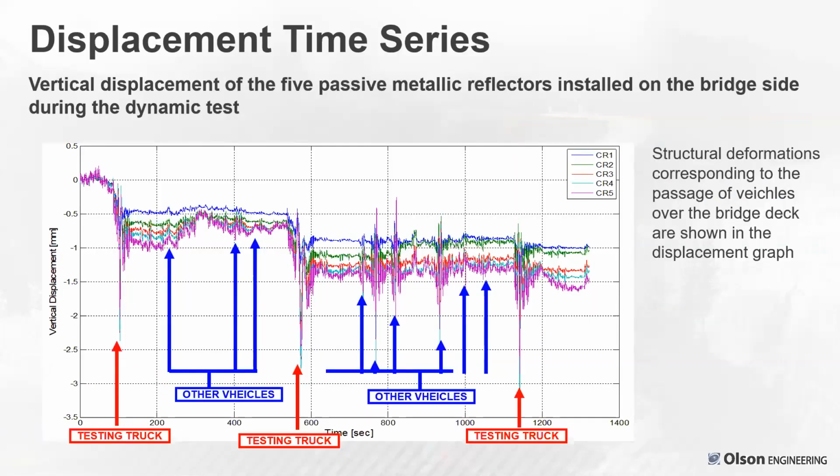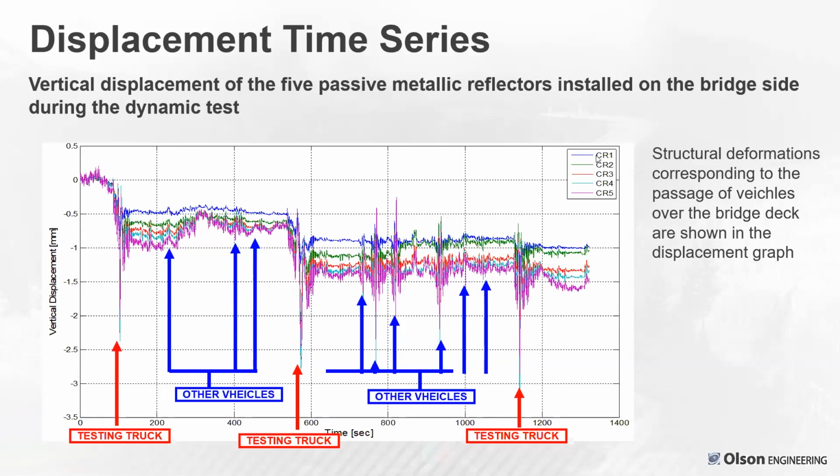We'll look at the displacement time series. This is a plot of displacement. So it's time on the x-axis, vertical displacement in millimeters on the y-axis. And this shows a series of testing trucks. They were doing laps with a semi-truck loaded with concrete barriers as kind of a proof test. And then there's also other vehicle traffic. The bridge was open to normal vehicles as well.